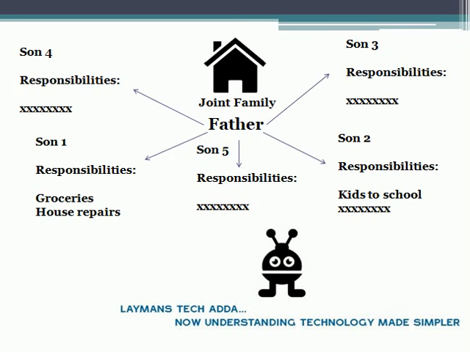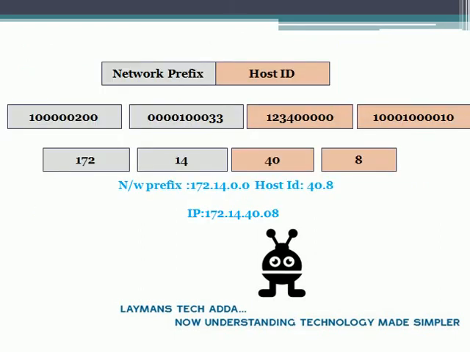Basically, an IP address is divided into two fields, a network prefix and a host ID. Now, subnet methodology uses some portion of the host ID field to identify the individual subnets in your organization.